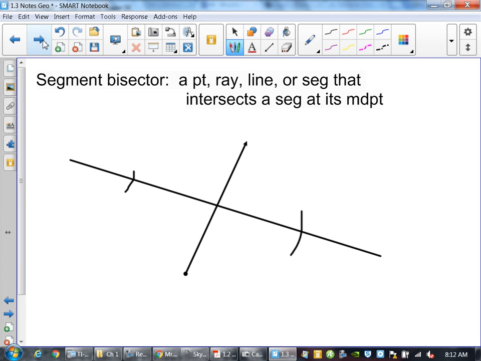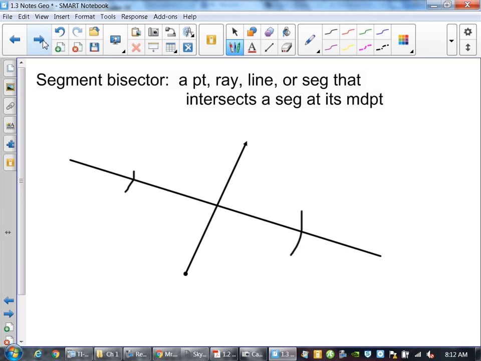So sometimes they will interchange the language between a midpoint or a segment bisector. They do the same thing. It just might say that AB is a segment bisector of XY. That's all. That's really all it means.